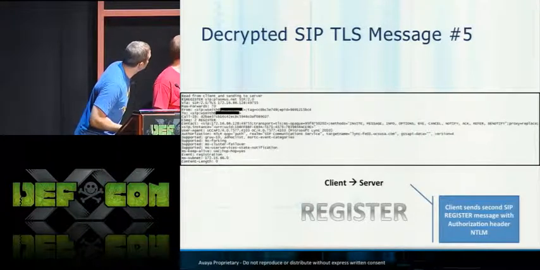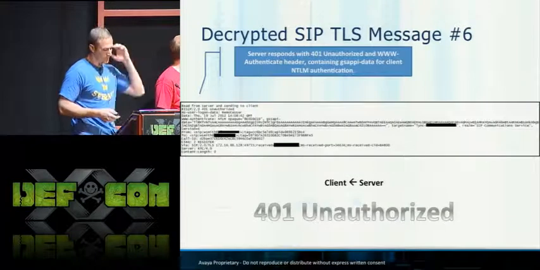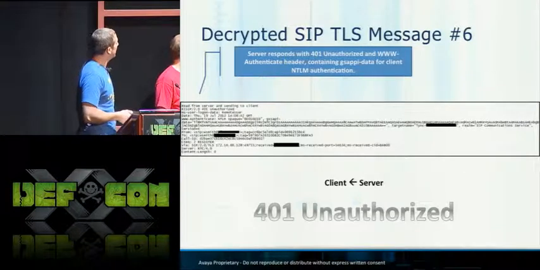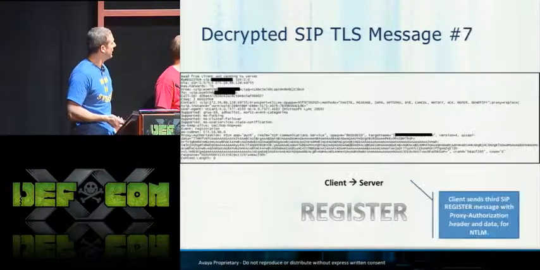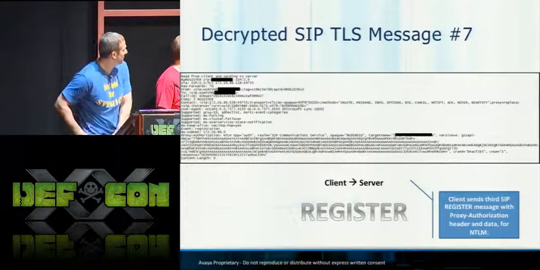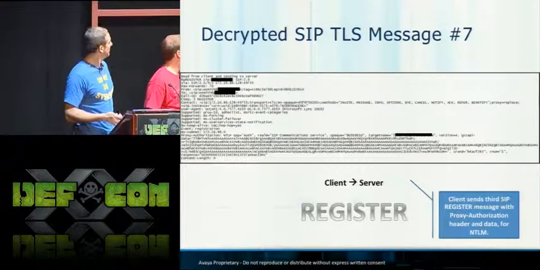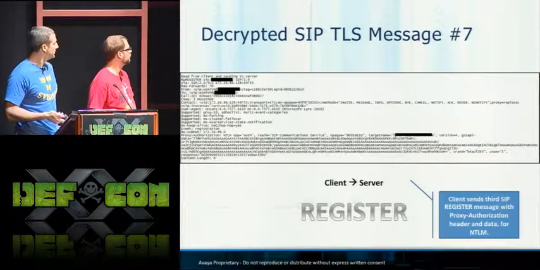Somewhere there. Yeah, there it is. Authorization NTLM. Then the server responds with 401 Unauthorized, with actually the challenge with the GSSAPI data. And you see it there, the WWW-Authenticate NTLM there, and the data right there. So then the client, the Lync client, just uses that data to create the Proxy-Authorization header with NTLM. And the data section there is actually a base64 encoded NTLM packet.